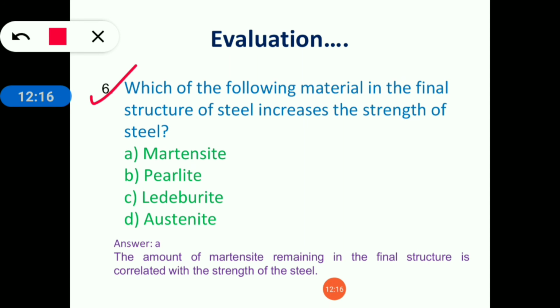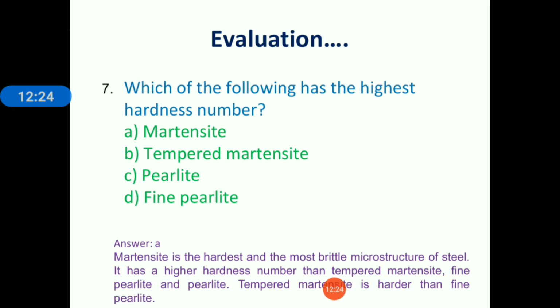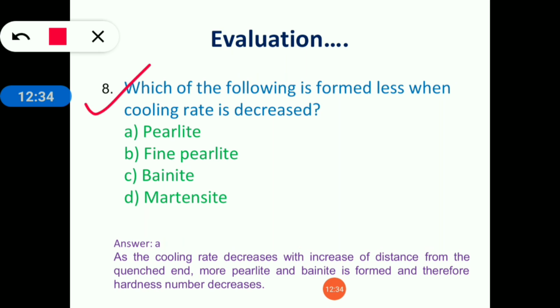Which of the following materials in the final structure of steel increases the strength of steel? Martensite, because martensite is the hardest structure of steel. Which of the following has the highest hardness number? Obviously martensite. Which of the following is formed less when the cooling rate is decreased? If the cooling rate is decreased, then at a very slow cooling rate we will get the soft microstructure, that is pearlite. So the answer is A, pearlite.